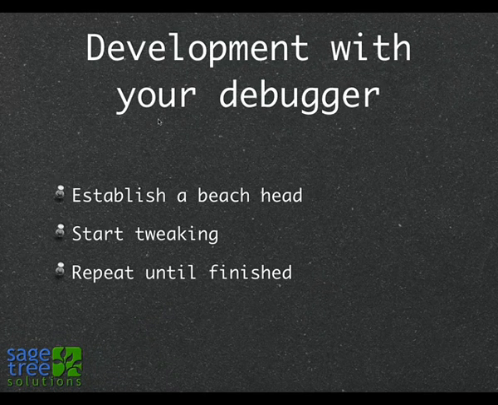So this is the technique. It's really pretty straightforward. It's only 2 steps, 3 if you include the repeat one. Basically, establish a beachhead: find a place where you can stop the code where you want to do your development, and just start tweaking around, start developing. When you stop, you can see what variables you have that you can play with. Develop your desired behavior, and then repeat until finished. So let's go over each step.